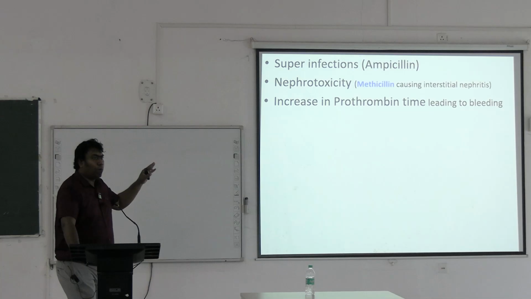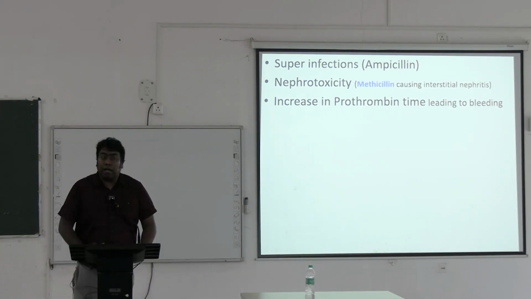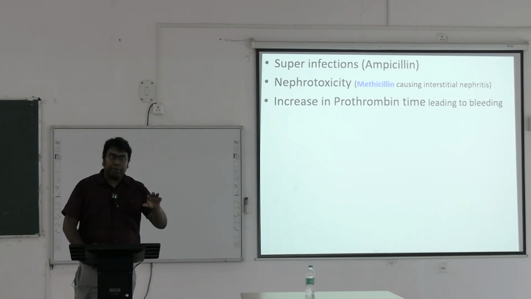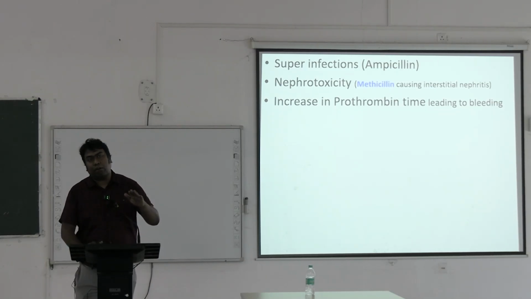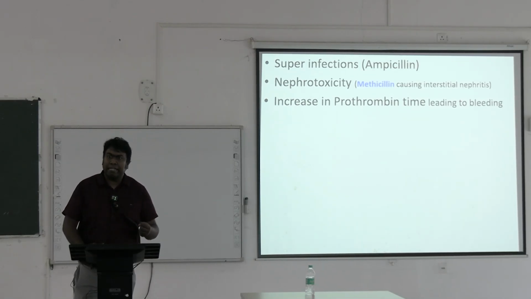Next, another common adverse effect is superinfection. What is superinfection? Commensal bacteria will be inhibited and pathogenic bacteria take their place. When does it commonly happen? When there is a broad spectrum antibiotic like tetracycline. Similarly, extended spectrum beta-lactams like amoxicillin and ampicillin can cause superinfection. Superinfection presents primarily as diarrhea.